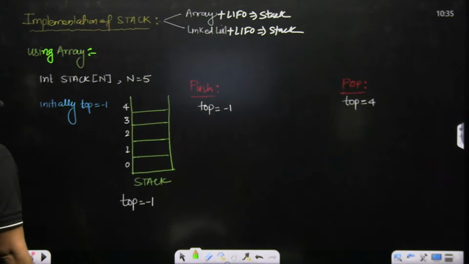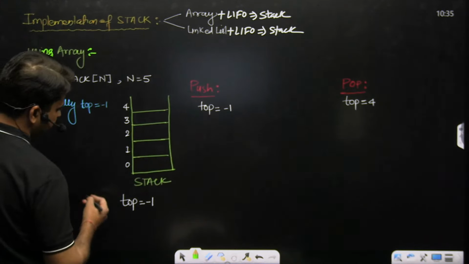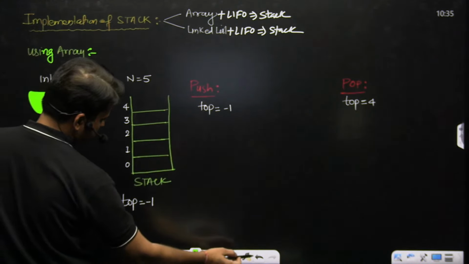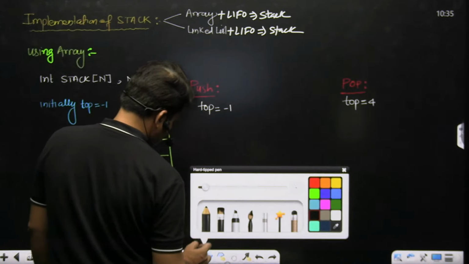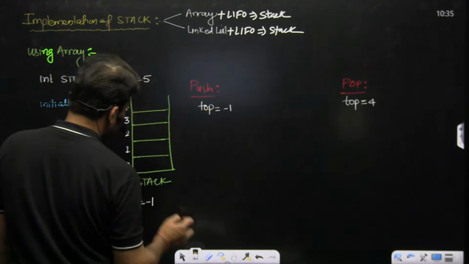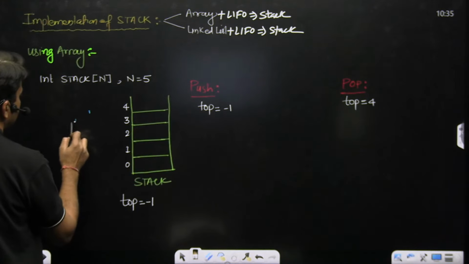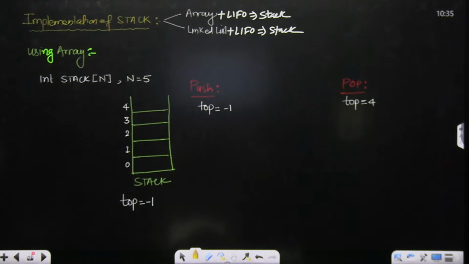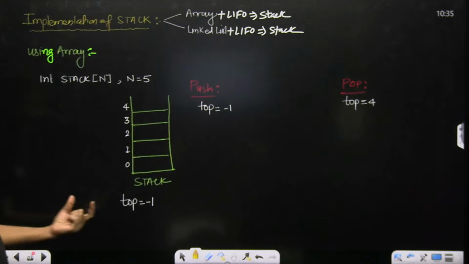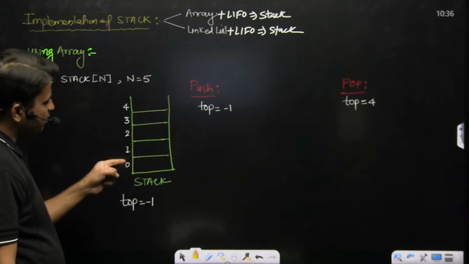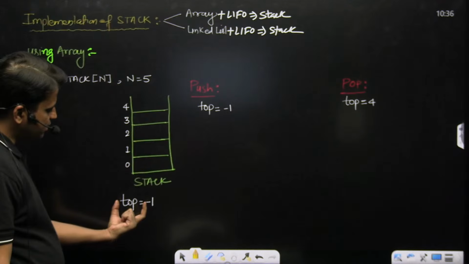Using array. Integer stack, n equals 5. Initially top equals what? Initially top equals -1. Top is a pointer, right? Initially top equals -1. This is an array stack. The name of this array is stack, and top is a pointer. Initially top equals -1.